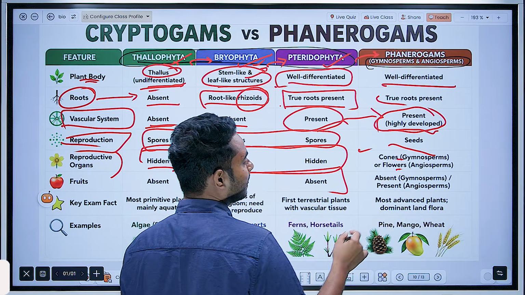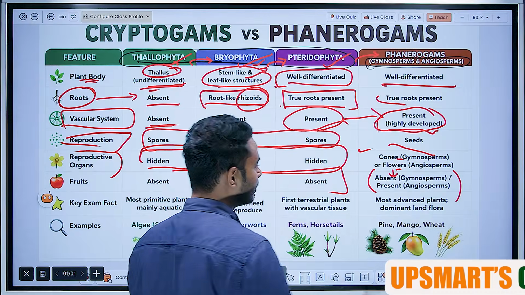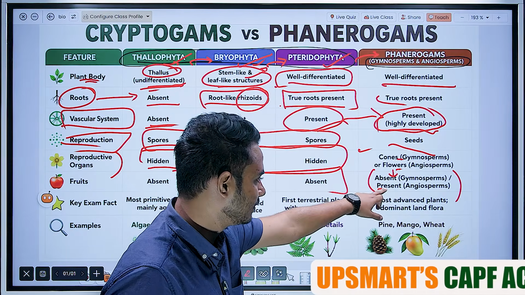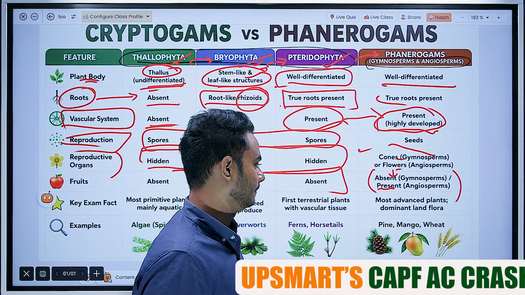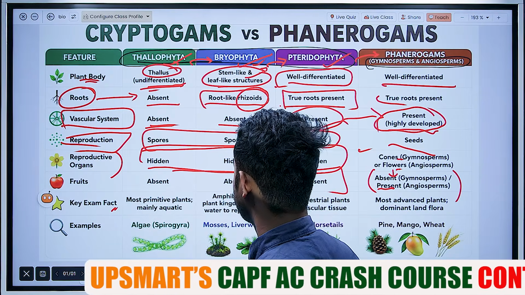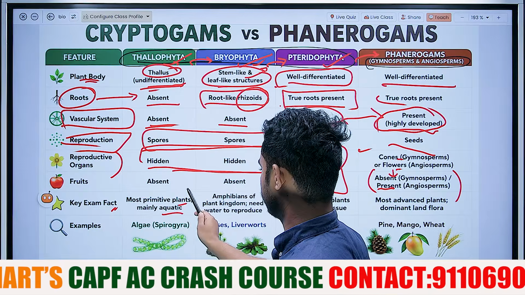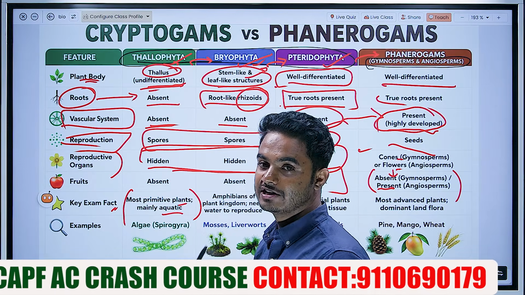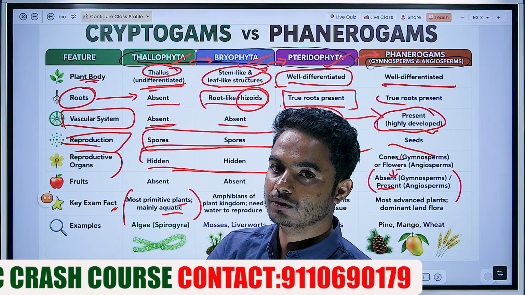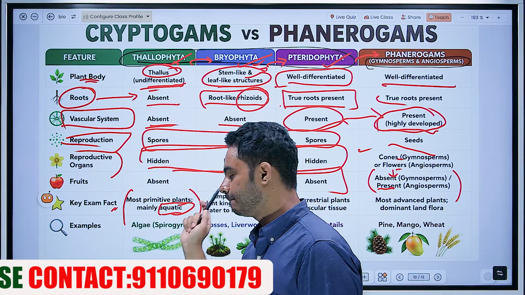Phanerogams, this is important now. Gymnosperms won't have fruits. Angiosperms will have fruits. Note it down. Fine. Next, examples. Key exam facts are: thallophytes, most primitive plants, mainly aquatic. Most primitive means the first stage of the primitive. Fine. And mainly it is aquatic.